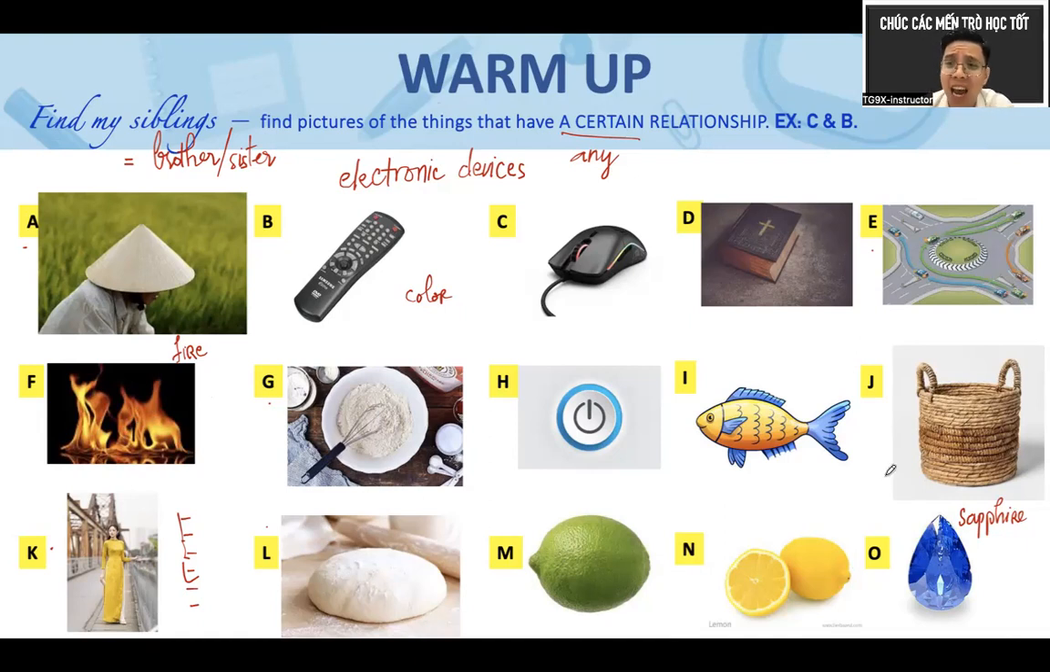I think I and J can be one pair. I and J. What is J? How to pronounce the J? I and J. J is the basket. Because you store the fish in the basket. So the relationship is the use, right?